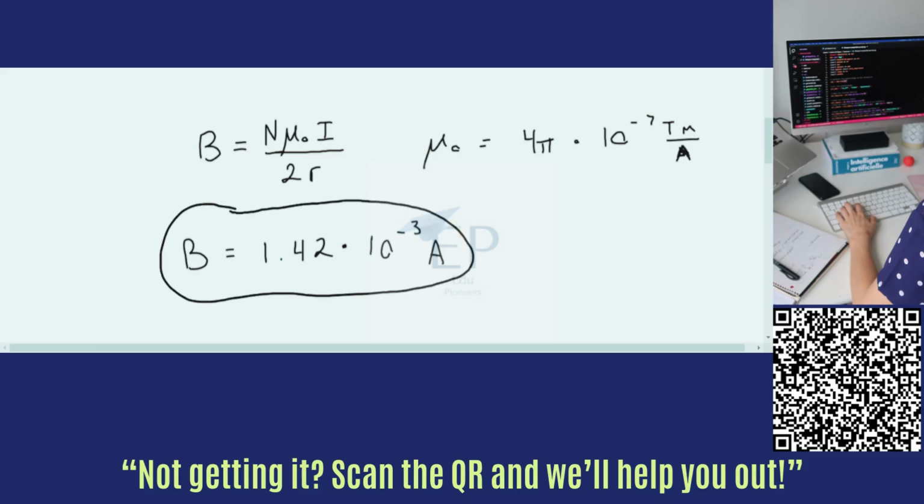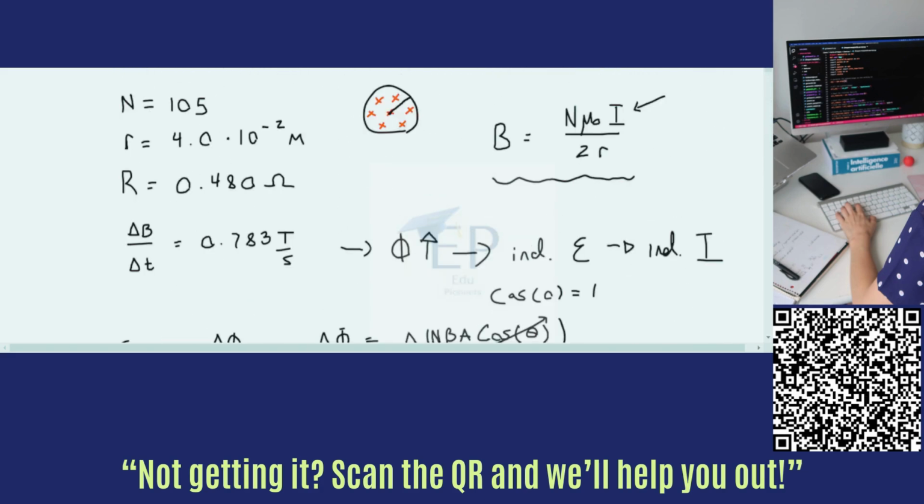So there you have it. We calculated the strength of the magnetic field at the center of a loop of wire with a current going through it, where that current was induced by changing the magnetic field in the region of our loop of wire.